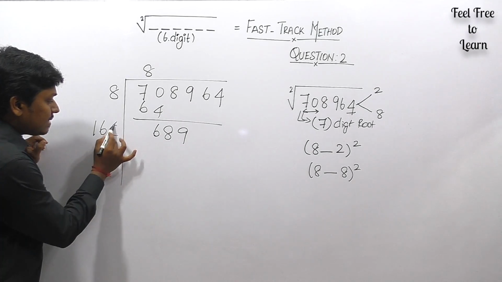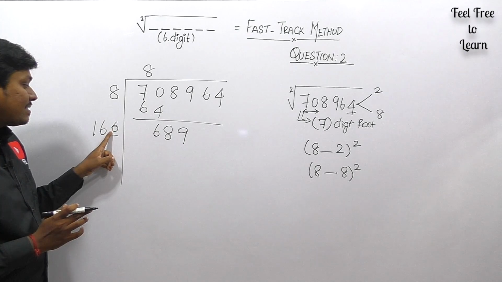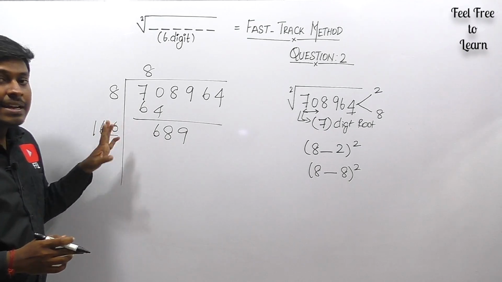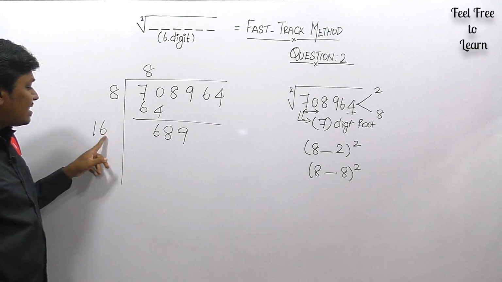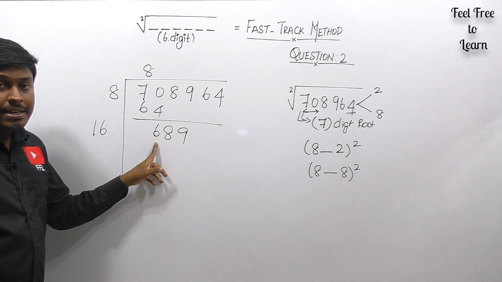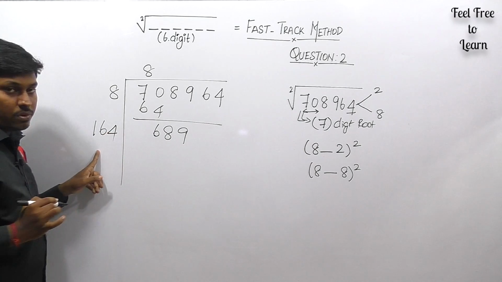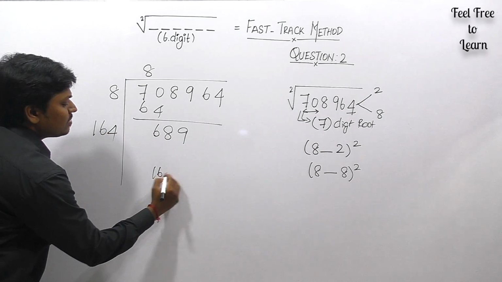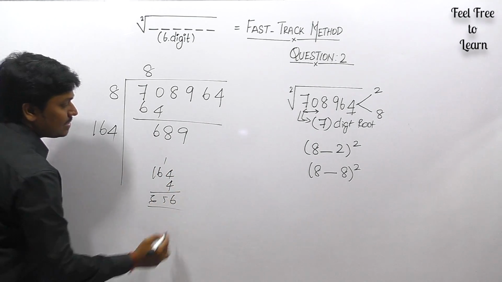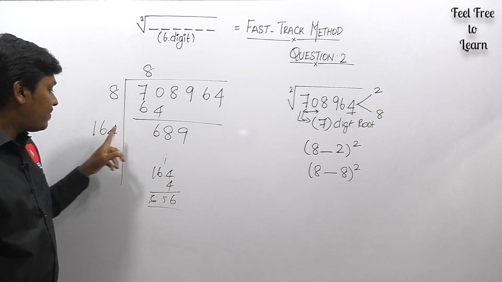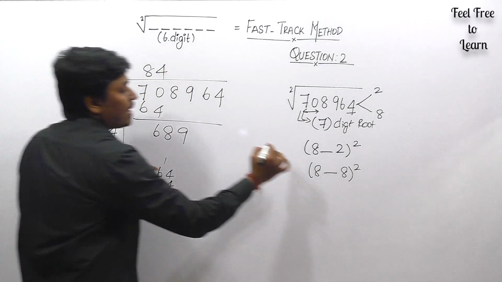So definitely 6 is not possible, because if I place 6 here, it will cross 900 something. So 6 will not be here. If you go for 5, 6 5s are 30, remainder 3, it becomes 800. So the only possibility is 4. Just assume 164 into 4: 16, 1, 24, 25, 2, 656. So we know 689, so definitely it must be 4. And we have found the second number is 4.